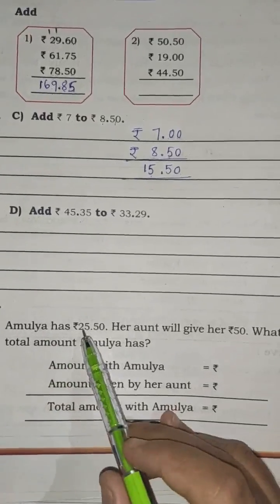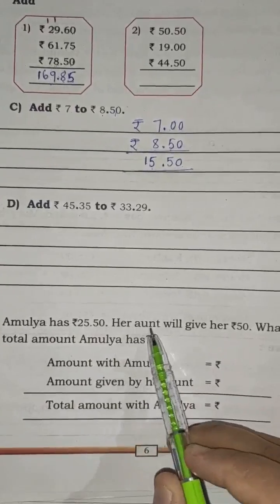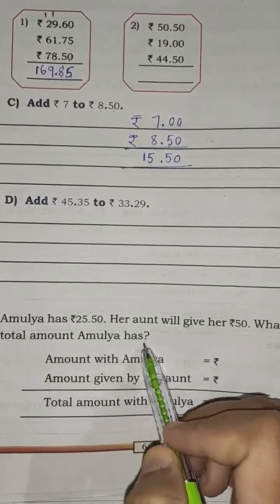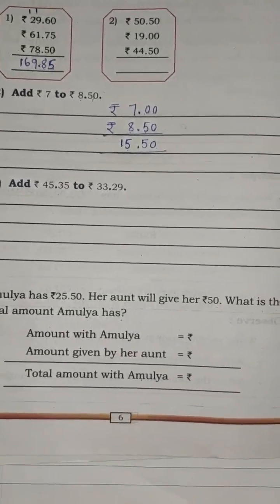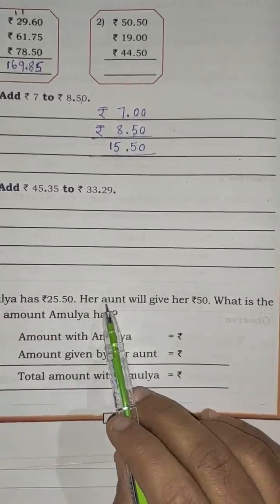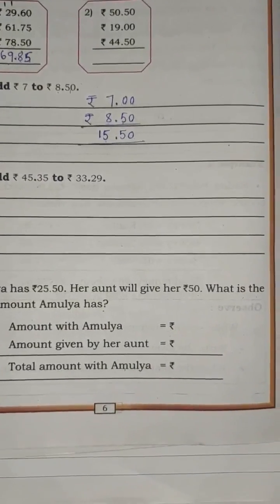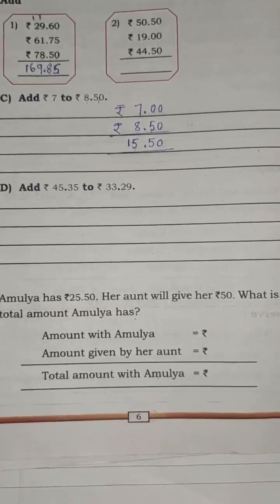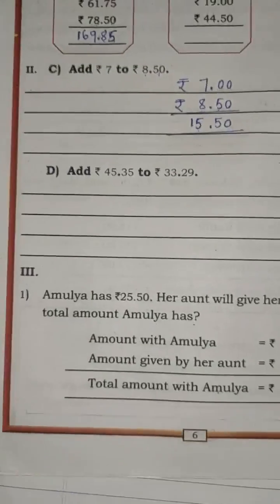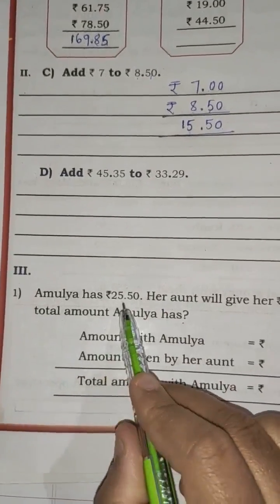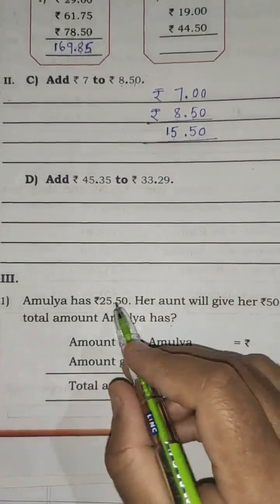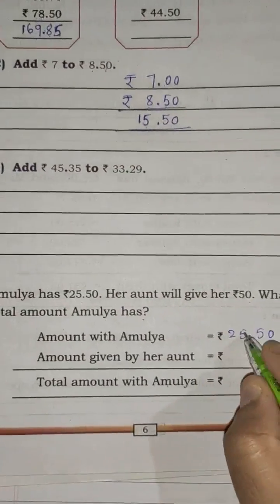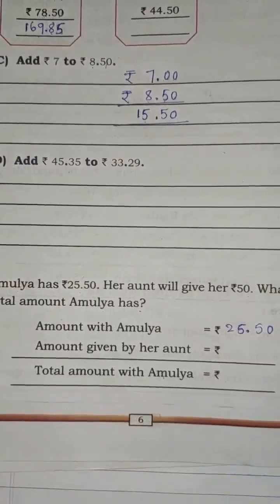Amulya has 25 rupees 50 paise. Her aunt will give her rupees 50. What is the total amount Amulya has? So Amulya already has 25 rupees 50 paise, and again her aunt gives her how many rupees? 50 rupees. Now you have to calculate the total amount with Amulya. Okay, so first we'll write the statements here. Amount with Amulya. How much is it? 25 rupees 50 paise. You have to write the whole number, 25 rupees 50 paise.